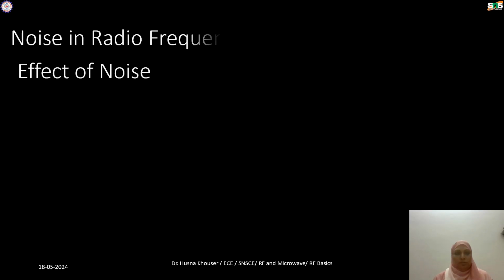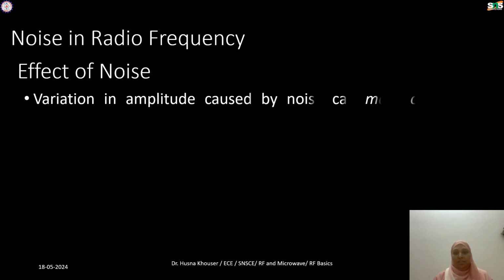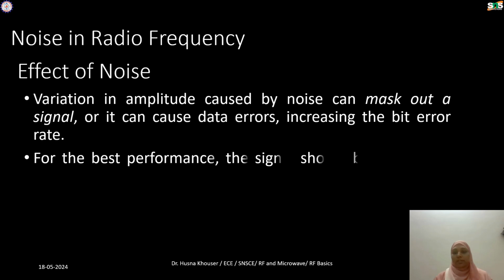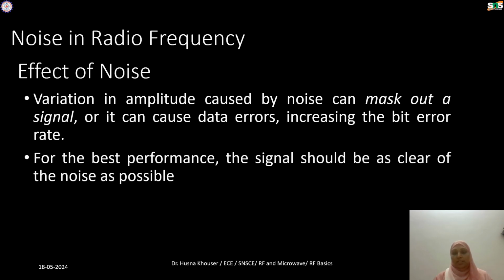What is the effect of noise? The variation in amplitude caused by the noise can mask out the signal. That is, the signal will get masked out. So the data will be added with the noise, so that our data errors will increase. So we'll have a large amount of data error. And when the data error is large, we'll have an increased bit error rate.